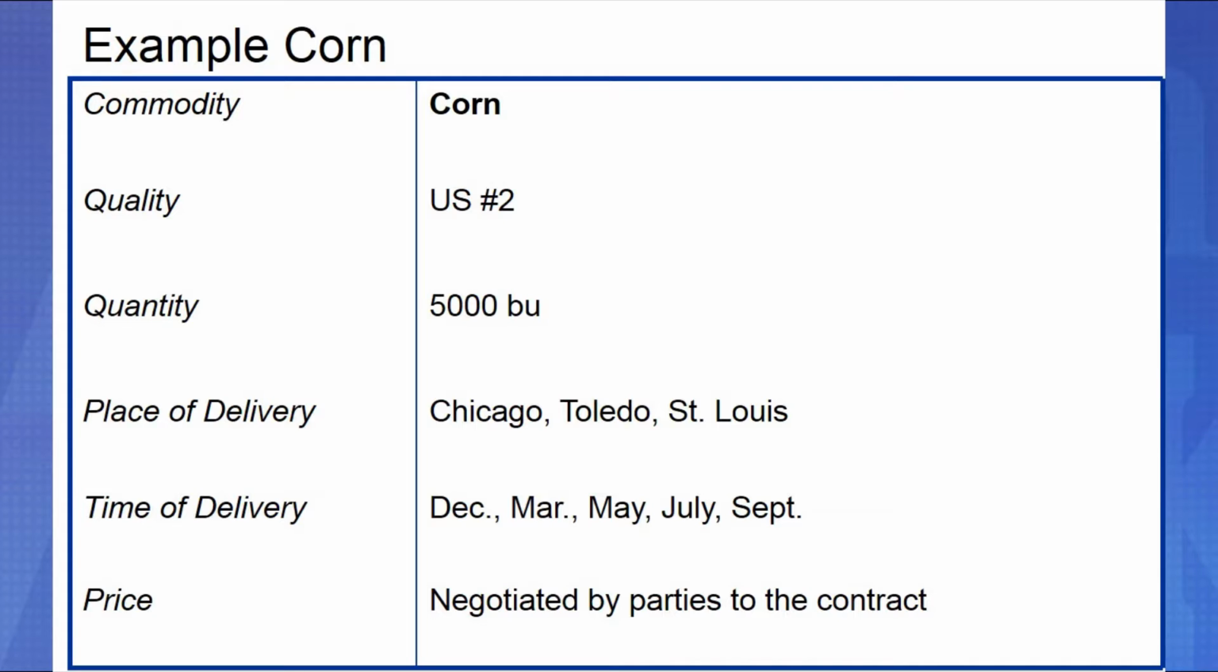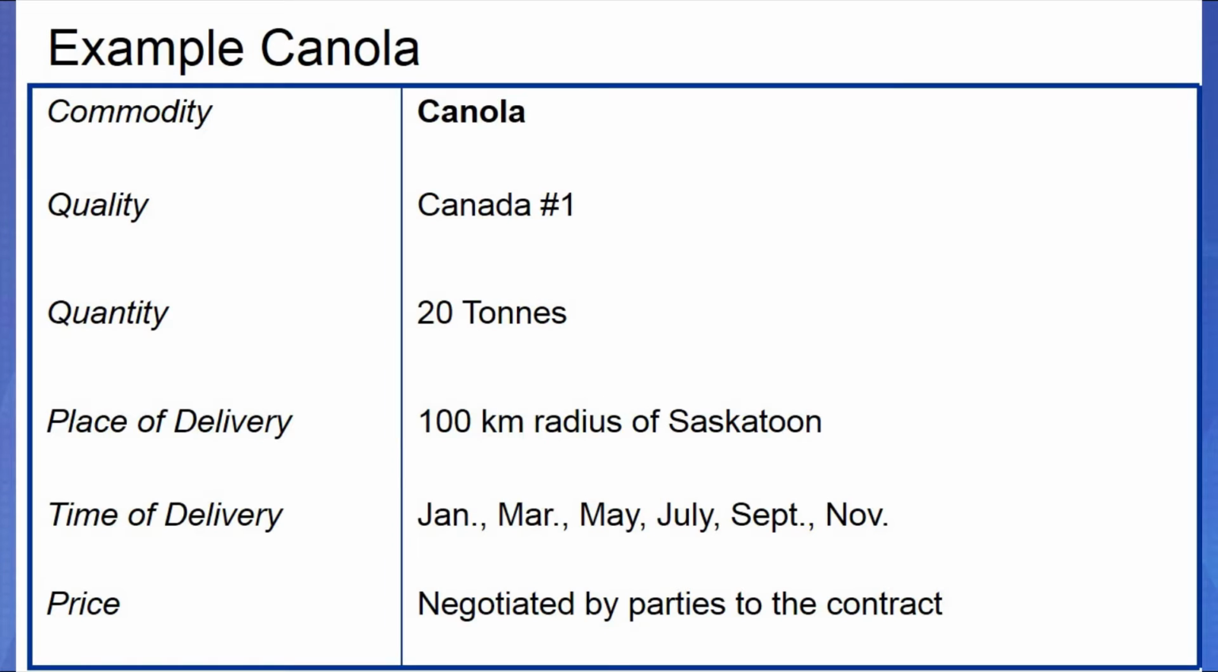As you know, there are not contract futures months for every month of the year. And then the price is negotiated by the parties to the contract. In our second example using canola, the quality is Canada number 1. Quantity is 20 tons. Place of delivery is a 100-kilometer radius of Saskatoon. Time of delivery is January, March, May, July, September, November. Most farmers use November as their month to sell canola, just after harvest. And the price is negotiated by the parties to the contract.